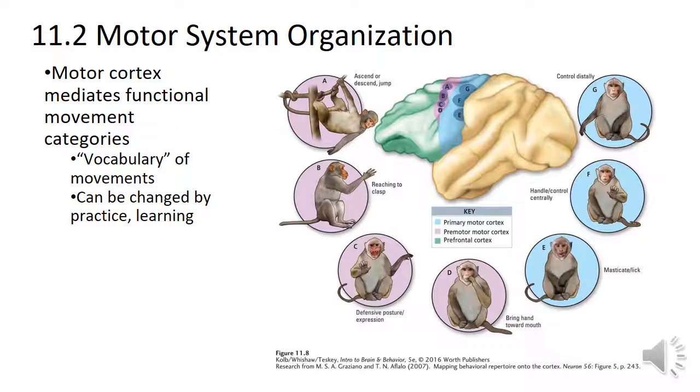The motor cortex kind of has functional movement categories. For different areas of the motor cortex, there are different categories, such as grasping or climbing or bringing food to the mouth, that are encoded in different areas. You can consider it sort of like a vocabulary of movements, with different vocabulary groups encoded in different areas. And this can be changed by practicing different things, which would increase their representation on the cortex, or learning new things would create new vocabulary in the motor cortex.